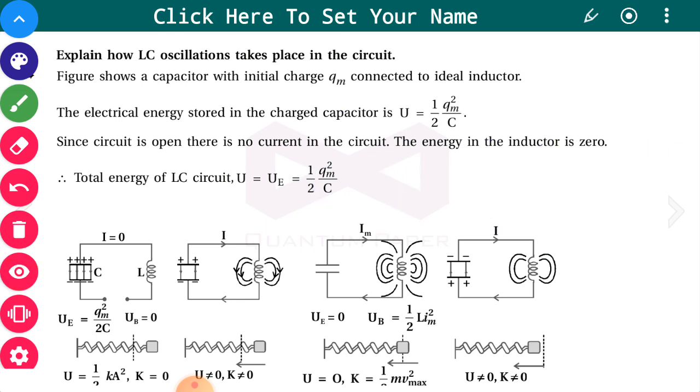Now try to understand the situation at t is equal to 0. At t is equal to 0, the charge was totally filled in the capacitor, there was no current.